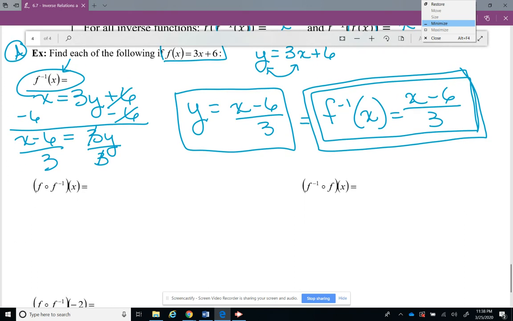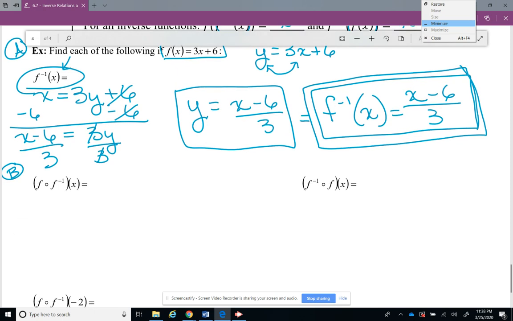Because if you look down here, we're going to call this B. This is the compositions just like we were doing the other day. See that little open circle right there? That means do the inverse first and then do the f of x. All right.